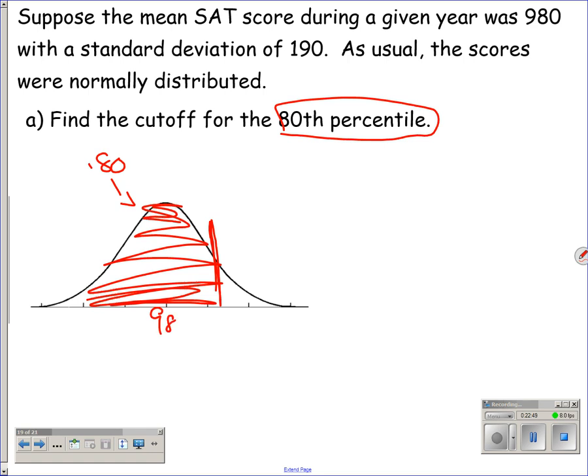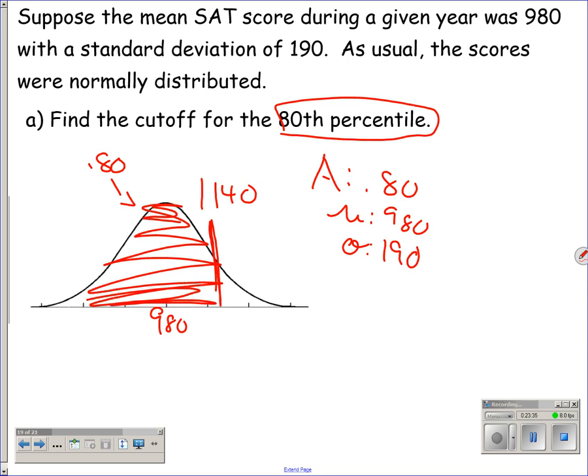I know that the mean is 980, so that value better be bigger than 980. So it's the same question. You're still typing in the same stuff. Your area is still 0.8. Your mean is 980. And your standard deviation is 190. What's what? I'll say 1140. So you got to score an 1140 on the SAT to be in the 80th percentile. Makes sense to me. It's bigger than 980. I'm happy with that. Questions on that?